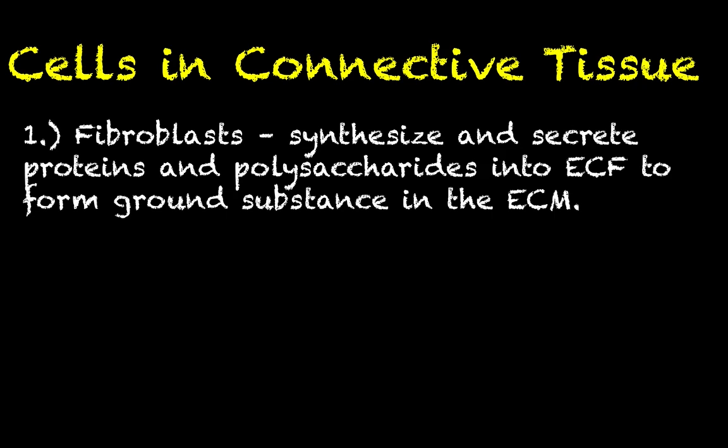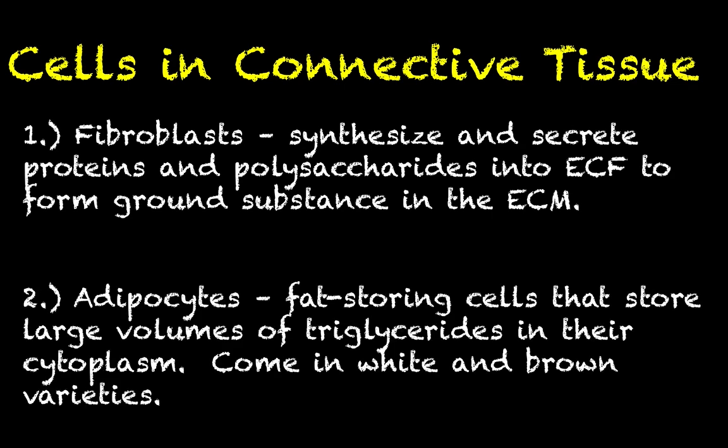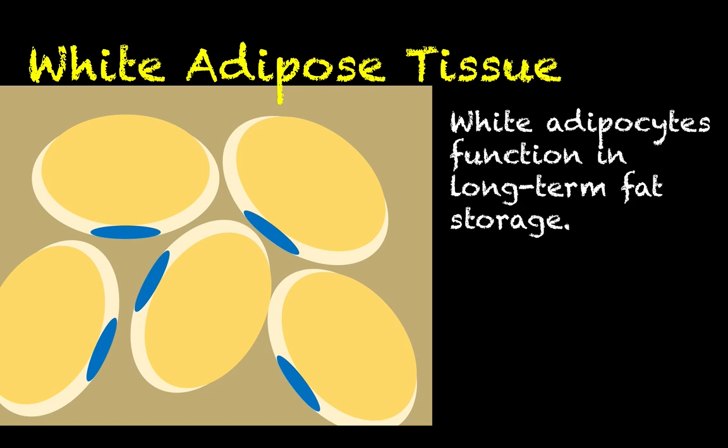So you can think of the ground substance as being the acellular component of the extracellular matrix, which is to say most of it, right? Then, of course, you're going to find the adipocytes. These, of course, are fat-storing cells that store large volumes of triglycerides in their cytoplasm, and as we're going to see in the next few slides, they come in a couple of different varieties: white adipose tissue and brown adipose tissue. So as adults, most of us are much more familiar with white adipose tissue.